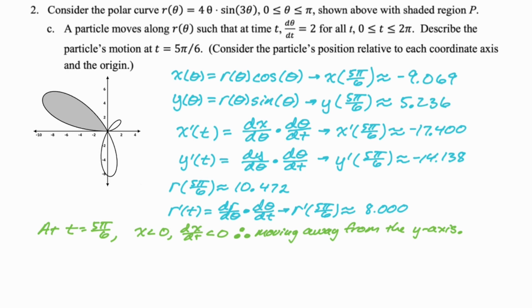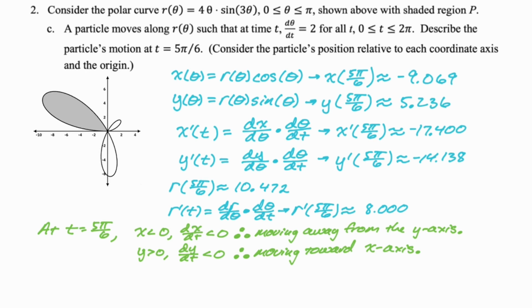At the same time, y is greater than 0 because y is 5.236. dy dt is negative. So let's write that down. Y is greater than 0, dy dt is negative. So y is positive, you're above the x-axis. dy dt is negative, so you're moving down, so you're moving toward the x-axis. So you have to consider both of them when you do this. It's kind of like when you're talking about speed, right? You need to know the velocity and the acceleration to really make a determination.